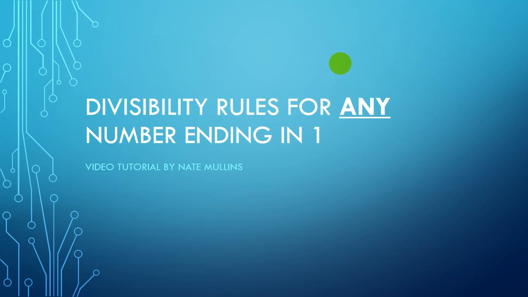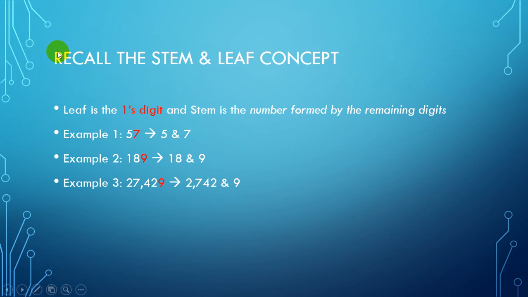But just for your interest, and this is going to blow you away because this is a formula that you may have never seen. First of all, let's recall the stem and leaf concept. Leaf is simply the ones digit of any number, and then the stem would be the number that's formed by the rest of the digits once you break off the leaf. So 57, the leaf is 7, the stem is 5. 189, leaf is 9, stem is 18, and 27,429 breaks into 2,742, which is the stem, and 9, which is the leaf. So that's pretty simple, right?